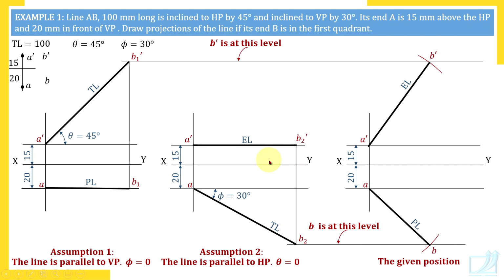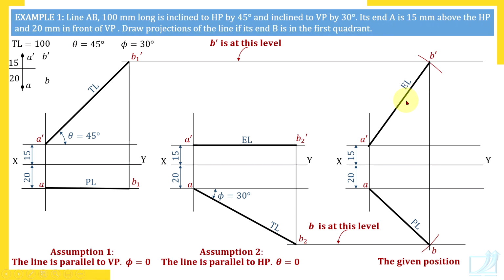Now, as I told you, two views of a point lie on same projector. So if you draw projector from point B dash, it must pass through B, because B dash and B must be on the same projector. And if B and B dash do not lie on the single vertical line, that means you have made mistake somewhere here. So let's check it. So from B dash, I have drawn vertical line and our construction is perfect. B dash and B are on the same projector.